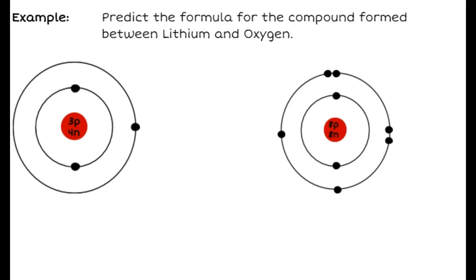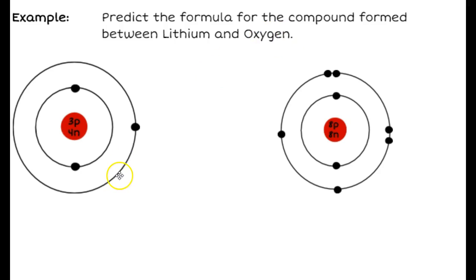So let me take you through an example of one type of question you may be asked. In this question, I'm asking you to predict the chemical formula for the compound formed between lithium and oxygen. Right off the bat, I know that lithium and oxygen are going to form an ionic compound, because lithium is a metal found on the left-hand side of the periodic table, and oxygen is a nonmetal.